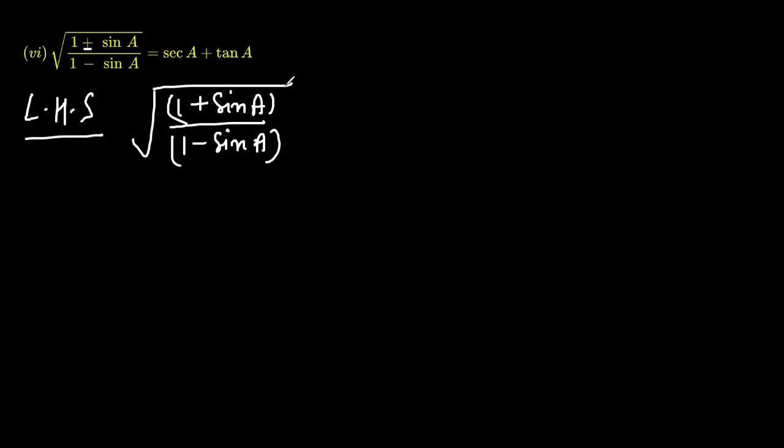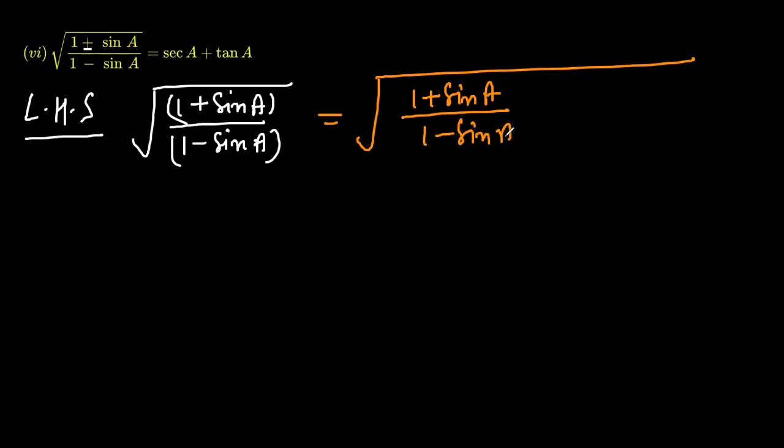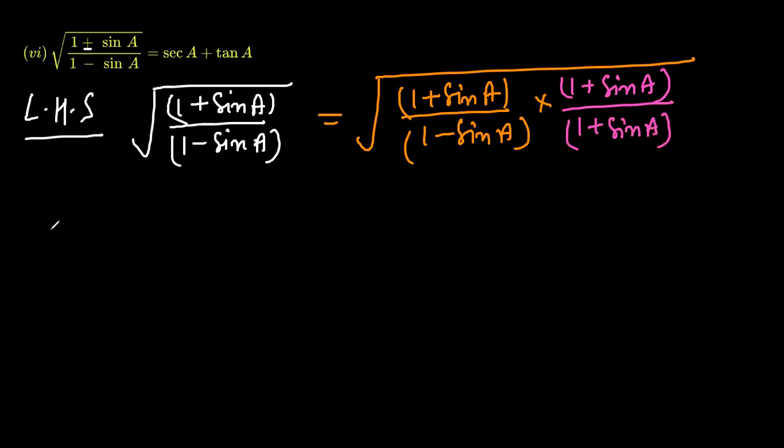multiply numerator and denominator inside this square root by 1 plus sine A. When we start with the left hand side, we will write it like this, and then is equal to a square root of 1 plus sine A as it is, divided by 1 minus sine A. This was our original question, and we are multiplying this by 1 plus sine A, and we also divide this by 1 plus sine A. What do we get?